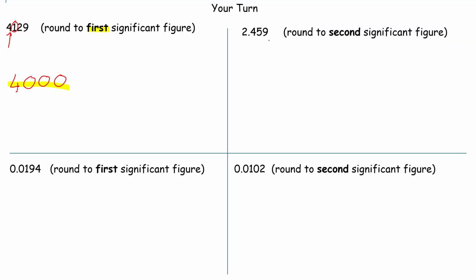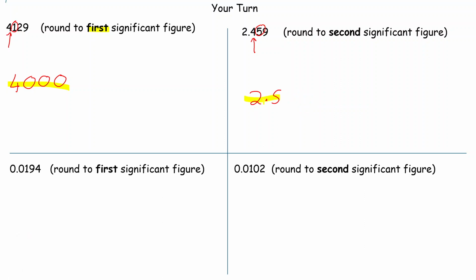Next one, you've got 2.459. So the second significant figure, that's going to be the 4. Okay, so this one up here, and your number afterwards is a 5, which means you're rounding the 4 up. You're rounding up, so 2.5, and you replace these numbers afterwards with zeros. But again, you've got a decimal point going on, so you can just get rid of those zeros and keep it as 2.5.